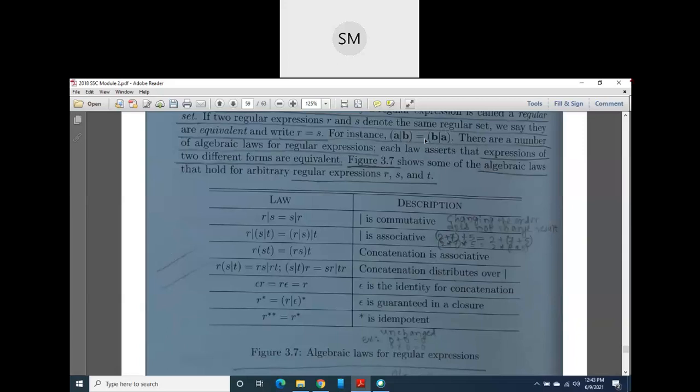Okay, the same type of laws or formulas are present for our regular expressions also. They will be applied for our regular expressions also. So what are those different equivalent forms? What are those different algebraic laws? We will see here by considering three expressions, R, S, and T. Expression means regular expression, which we are considering here in our table as R, S, and T.